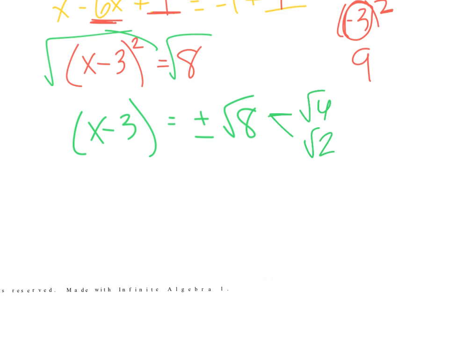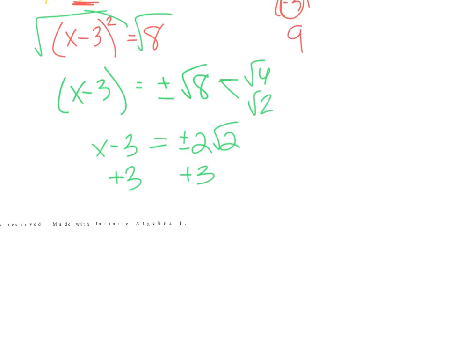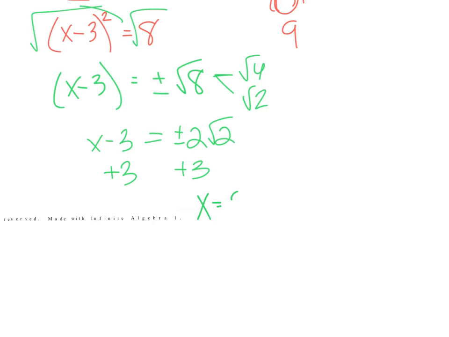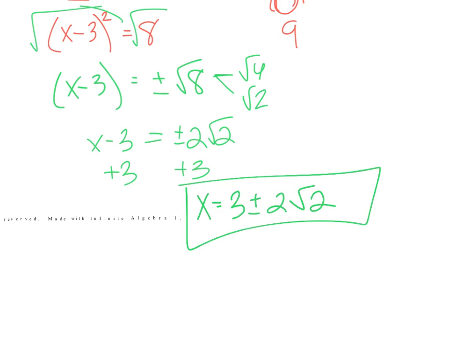What's the square root of 4? It is 2. So 2, the plus or minus is in front of the 2, and then the square root of 2 is left over. Okay, then I add my 3 over. So I have x equals 3 plus or minus 2 square root of 2. And I do not add those together because the 3 does not have a square root with it, so they're not like terms. So that would be my answer.